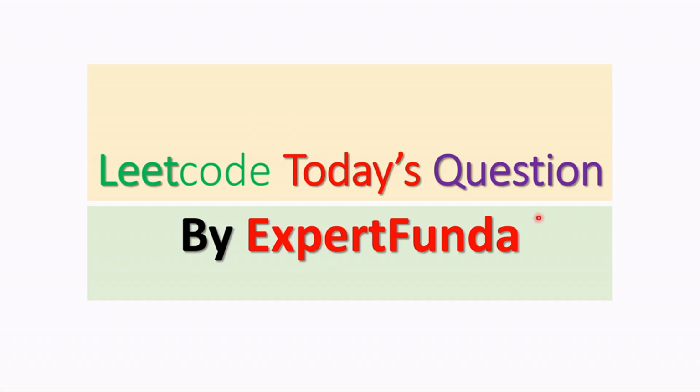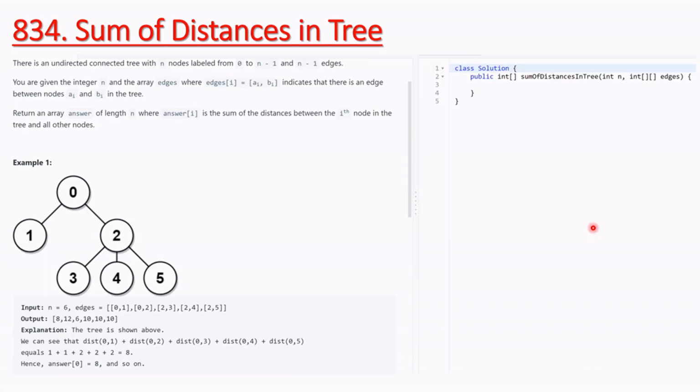We are going to start with today's question of LeetCode. So let's understand today's question. Today's question is 834, and we are going to do Sum of Distances in Tree. Okay, so there is an undirected graph, right? There is an undirected graph with n nodes labeled from 0 to n minus 1 and n minus 1 edges.